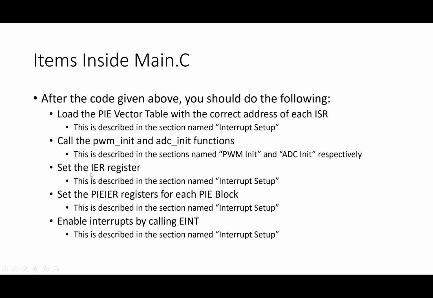I need to set the IER register. If I want to know how to do this, that's described in the interrupt setup section of these notes. I'll need to figure out the PIE IER registers for each PIE block. That's described in the interrupt setup section of these notes. And then I need to enable global interrupts by calling the eint macro. That's also described in the interrupt setup section of these notes.